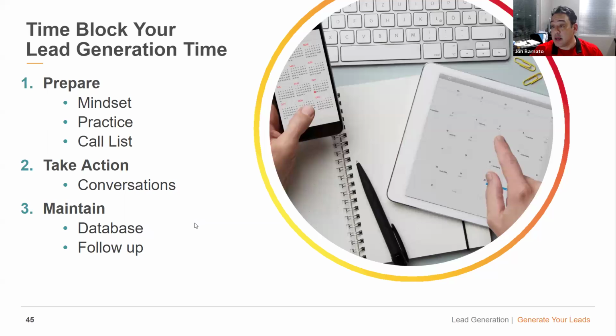So time block your leads: time, prepare, mindset, practice, call list. I recommend you practice scripts daily if you're new. Find a script partner and practice those indirect closes I talked about, soft closes or direct closes. Get good at those. Get good at asking questions, like how's the family. Practice those four conversations. Those are important. You want to script those things and practice.